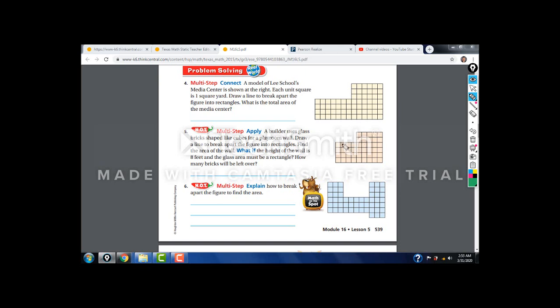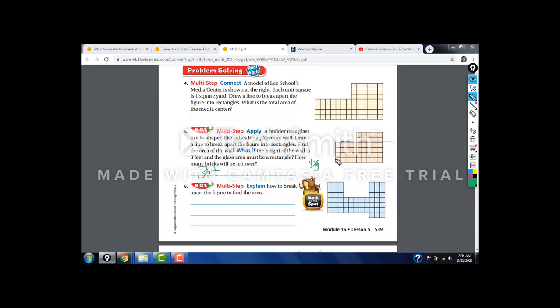So we can go this way. Now I have rectangle 1 and rectangle 2. Let's get the area for rectangle 1. It's 1, 2, 3, 4. 4 times 1, 2, 3, 4, 5, 6, 7, 8, 9. 4 times 9 is what? 36.